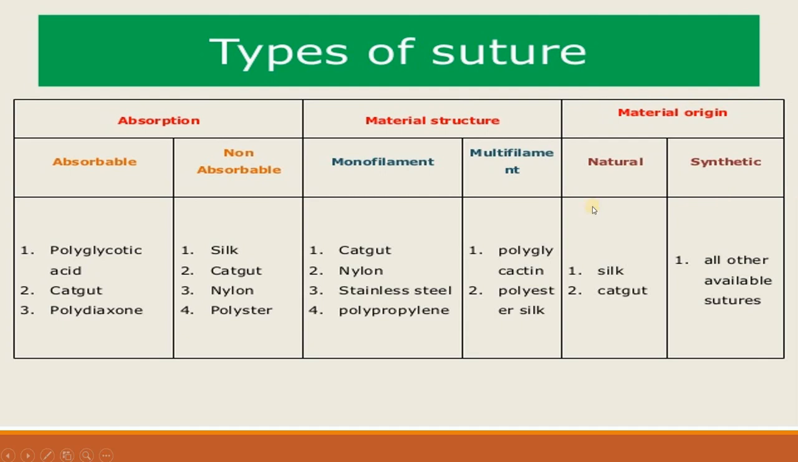Okay, next one is material sutures. Monofilament: first catgut, nylon, stainless steel, polypropylene. Okay, next is multifilament: polyglycolic and polyester steel. Silk sutures. Natural sutures are silk and catgut. And synthetic, this is material origin, natural and synthetic. Silk and catgut, all other available sutures.